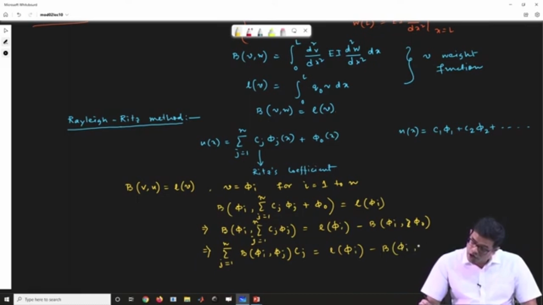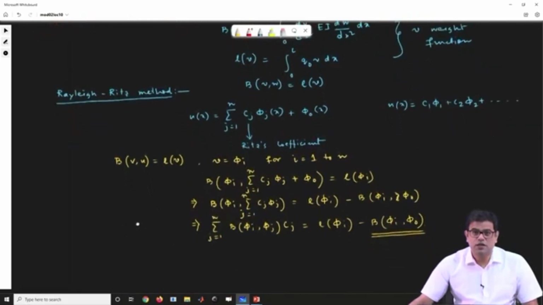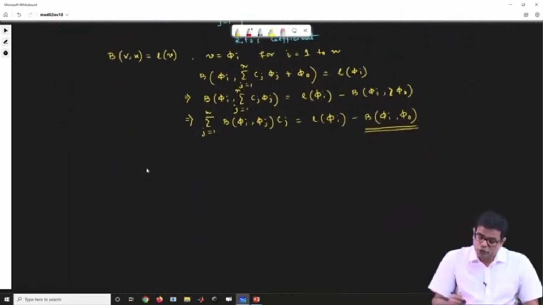Now if you look carefully, this term is mainly due to the non-homogeneous boundary condition. If we have homogeneous boundary conditions, then this term will be 0. So now this will result in simultaneous linear equations for i equals 1 to n.